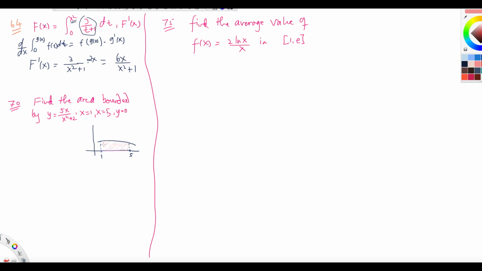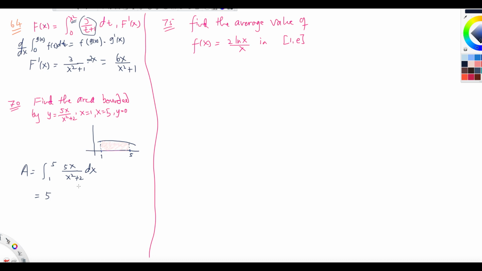Okay, guys, so how do I do that? To find the area, basically it is the definite integral. So the area is equal to the integral from 1 to 5 of 5x over x squared plus 2 dx. This is basically the application, right? So how do I find this integral? The derivative of the denominator is the numerator, because the numerator has one smaller degree than the denominator. So you can change this into a log, right?